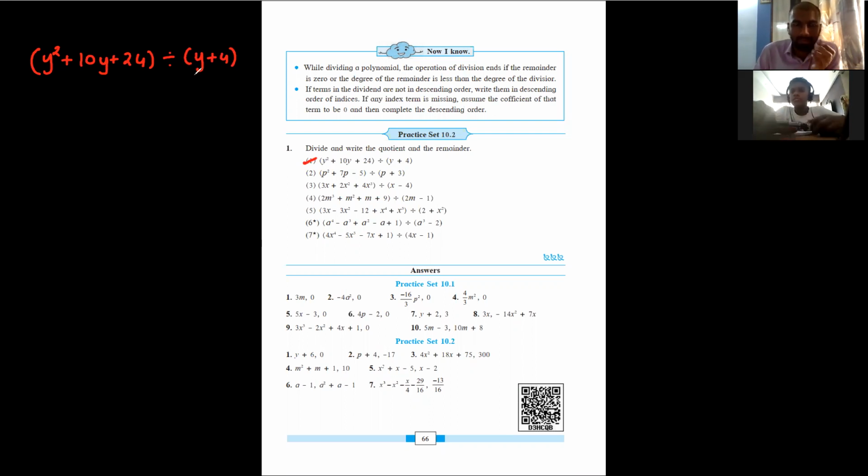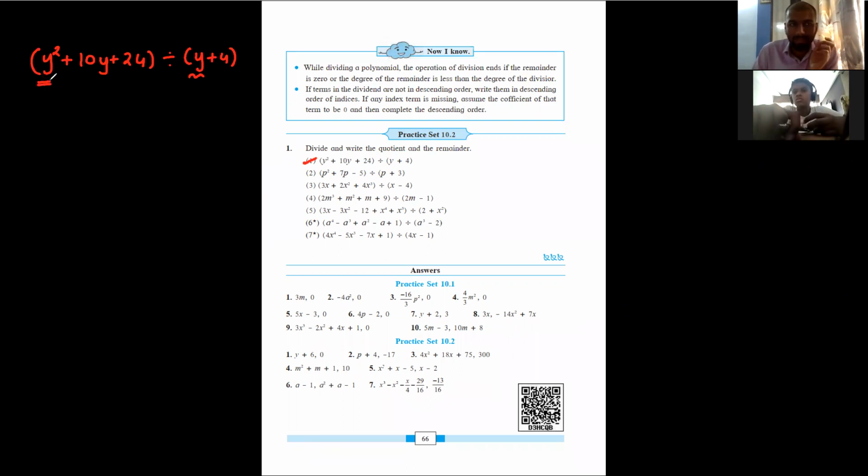Yesterday we were doing sums where there was only y or y square, only one term in the expression. Here there are two terms in the expression, so you have to pay complete attention over here. So how will you start the question?